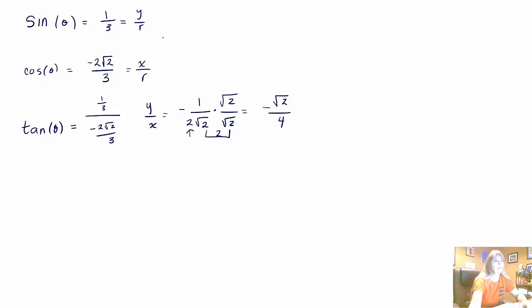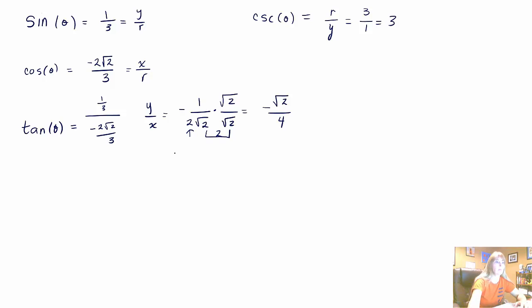All right, so now I can find all the other ones. I have the cosecant, which is r over y. I'm not doing a unit circle. So 3 over 1, or just 3 in this case. My y value was 1.